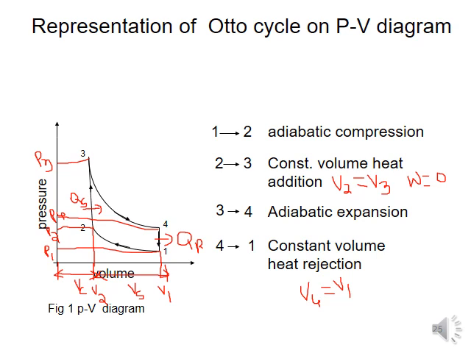So the cycle completes from 1 to 2, next 2 to 3, next 3 to 4, next 4 to 1. So the cycle completes like this, and again it comes to position 1.